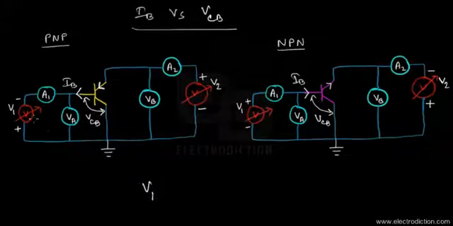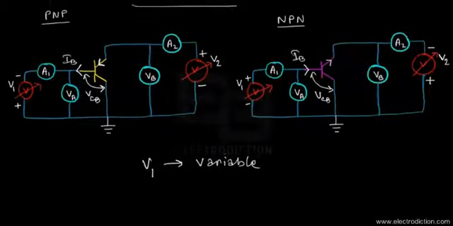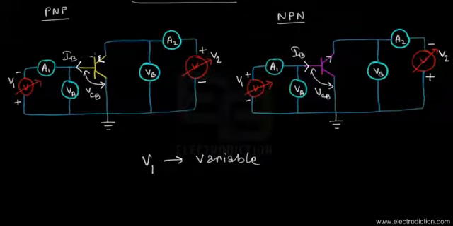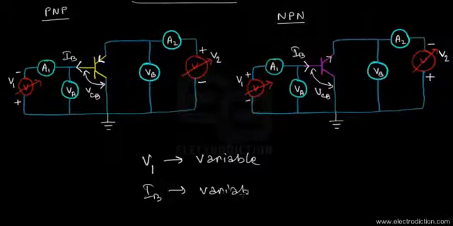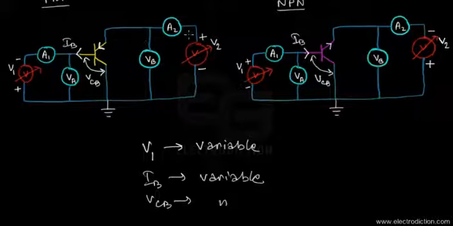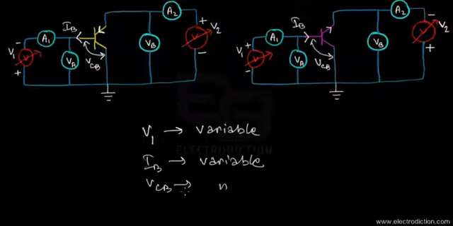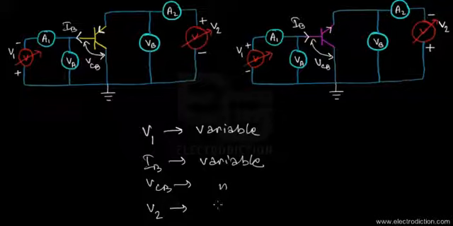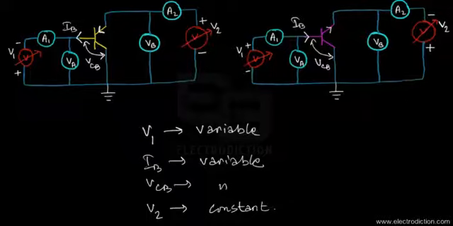That's the voltage source for the input loop over here. We're going to keep V1 as a variable voltage source. Of course, keeping V1 variable, we're going to get IB variable as well, and the same goes for VCB. And now we're just going to keep V2, that's the voltage source at the output loop over here, at a constant value. So we're just going to keep V2 constant. Now that's done pretty much.